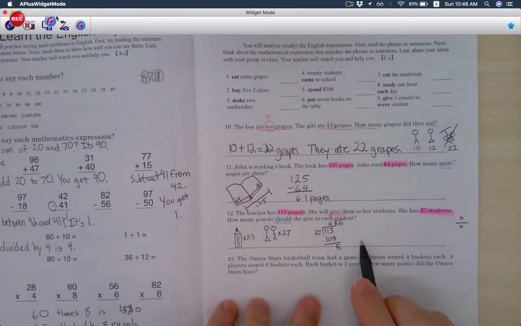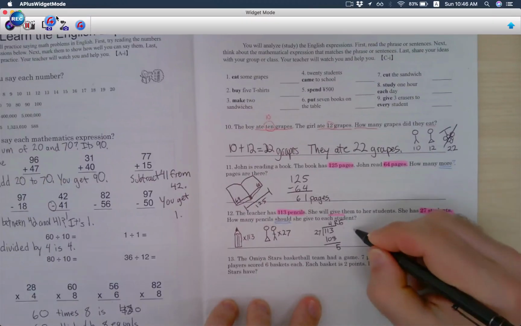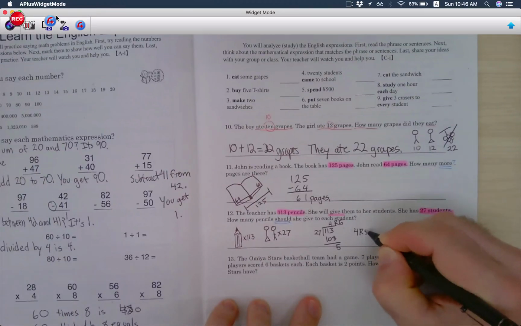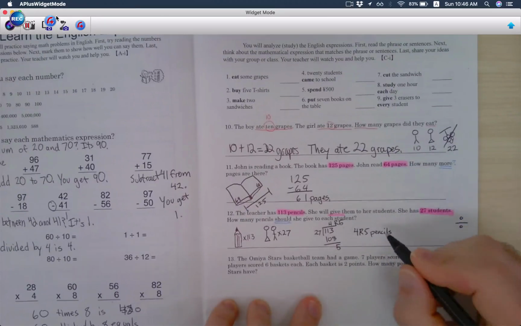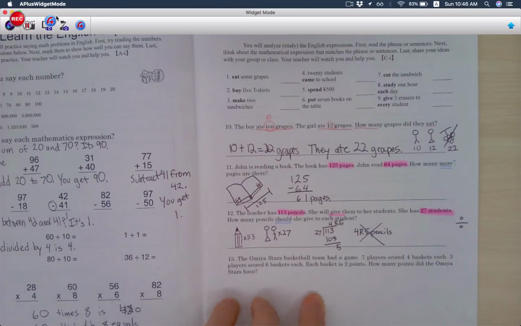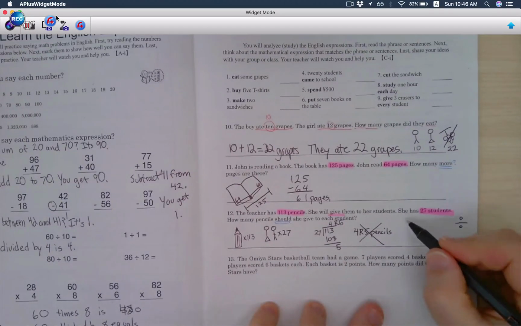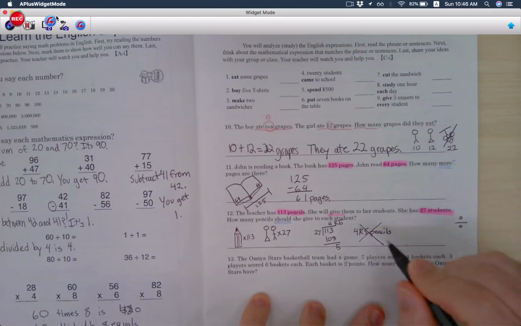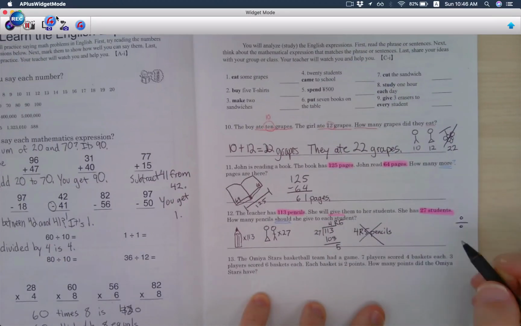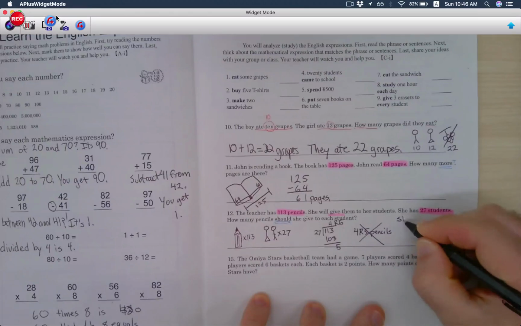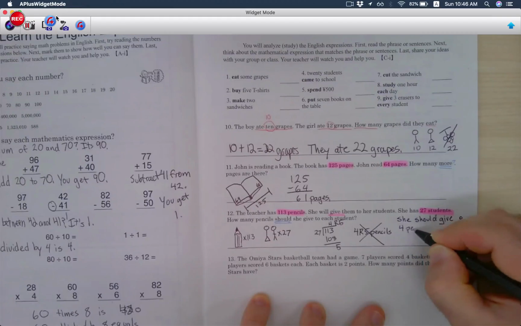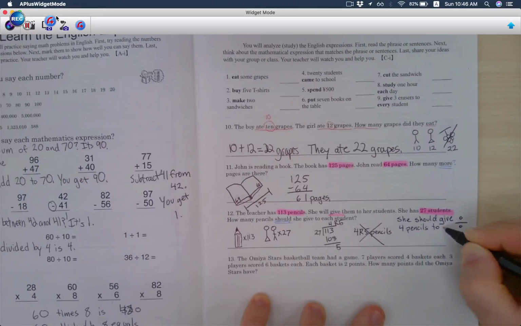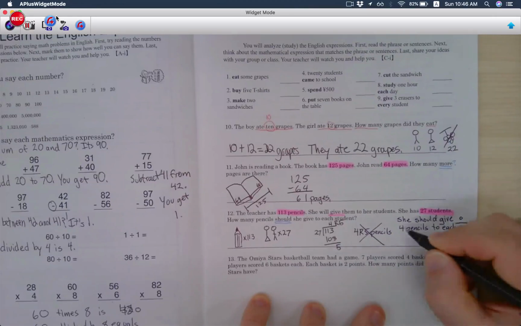So how do I answer the question? Can I answer 4, remainder 5 pencils? No, that's not a good answer. Instead, I need to consider how the pencils should be given to students. She should give 4 pencils to each student.